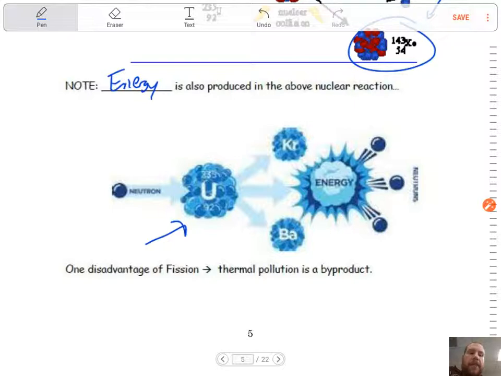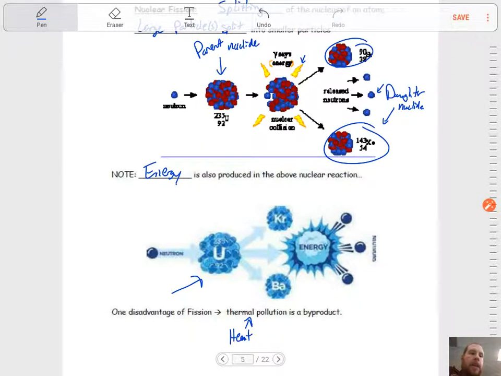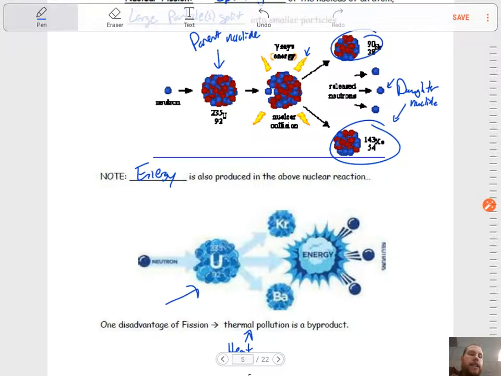One disadvantage of fission is that you have thermal pollution, and thermal, guys, meaning heat. But when it's harnessed correctly, like we already learned from our guest speaker, that heat can then heat up water to form steam, to turn turbines, to create electricity, and that's what's happening in nuclear power plants all over the world. So fission, again, is breaking something down, and then energy is released in that form of breaking something down.